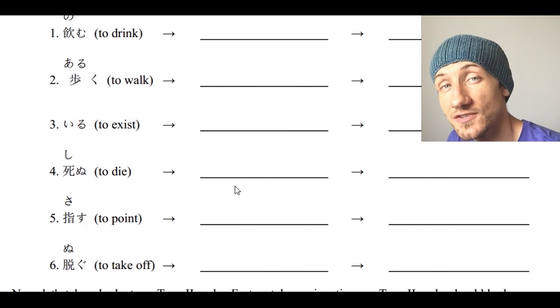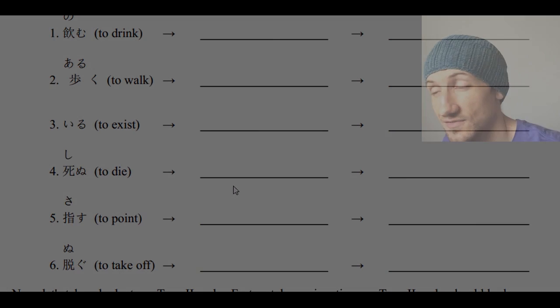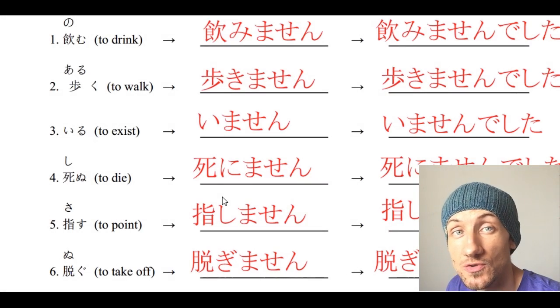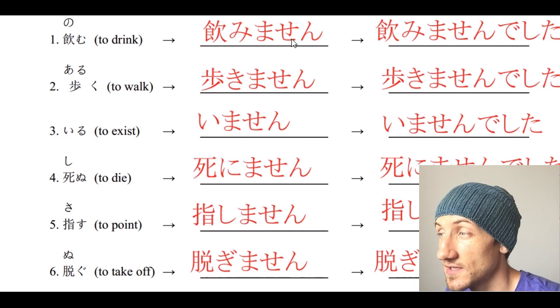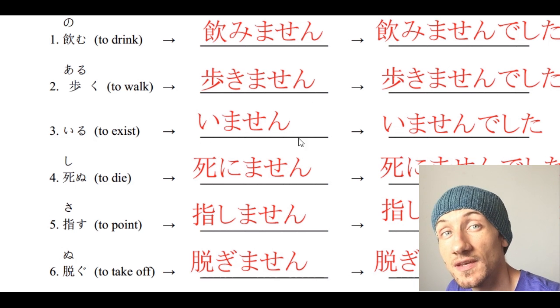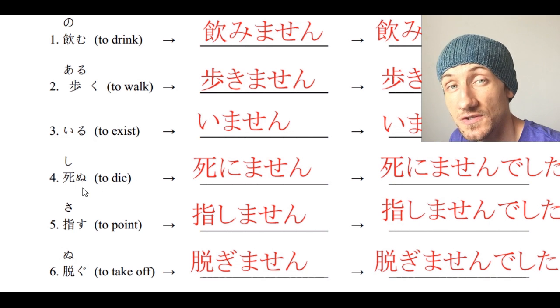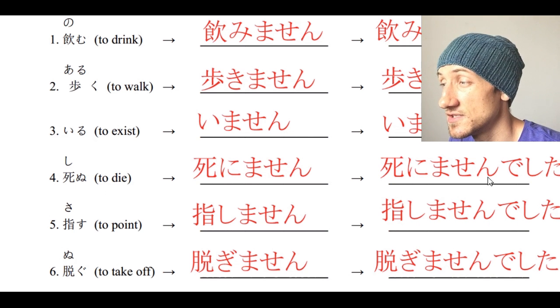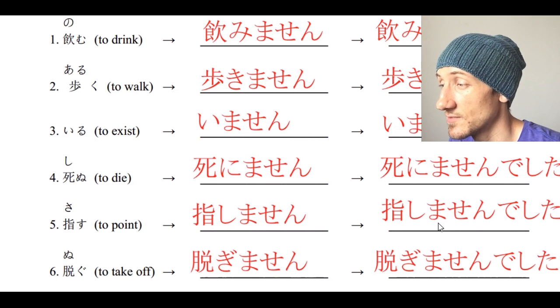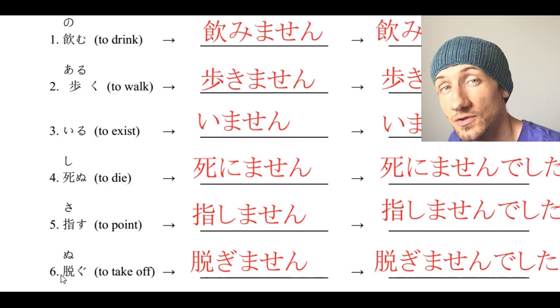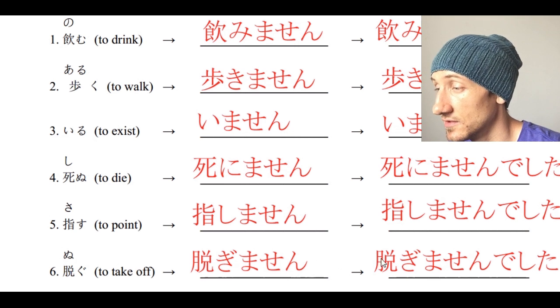All right, so I'm assuming you've answered. So now let's check our answers. So number one, we have nomu, nomimasen, nomimasen deshita. Aruku, arukimasen, arukimasen deshita. Iru, imasen, imasen deshita. Shinu, shinimasen, shinimasen deshita. Sasu, sashimasen, sashimasen deshita. And the last one, nugu, nugimasen, nugimasen deshita.